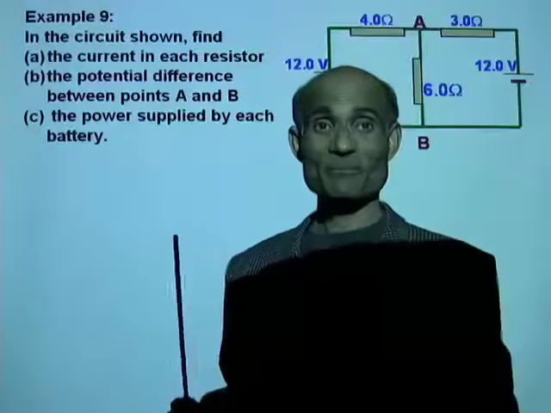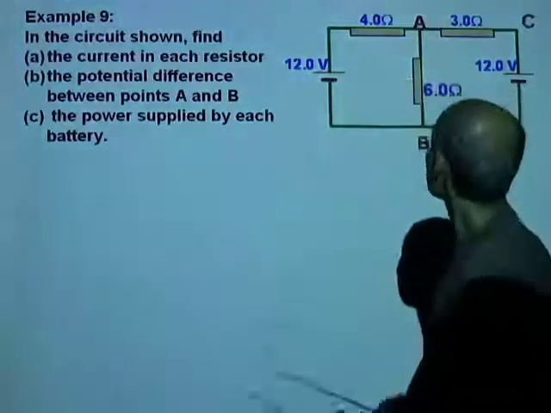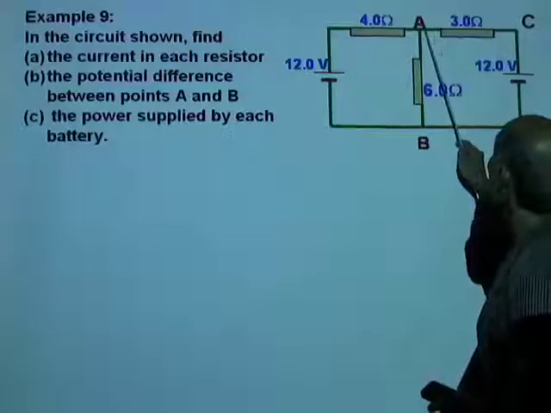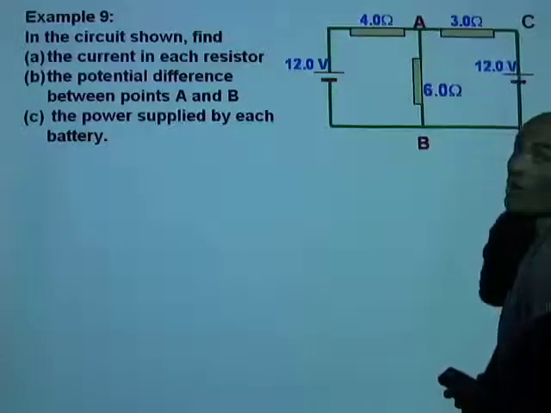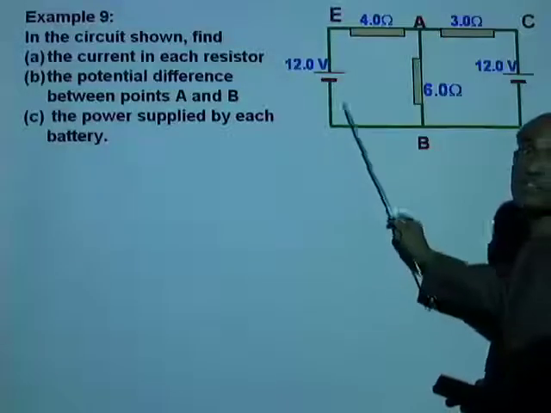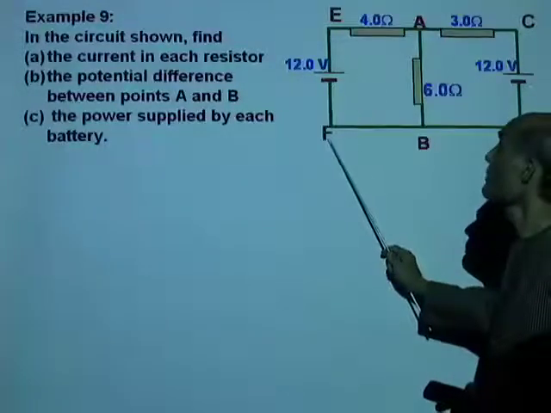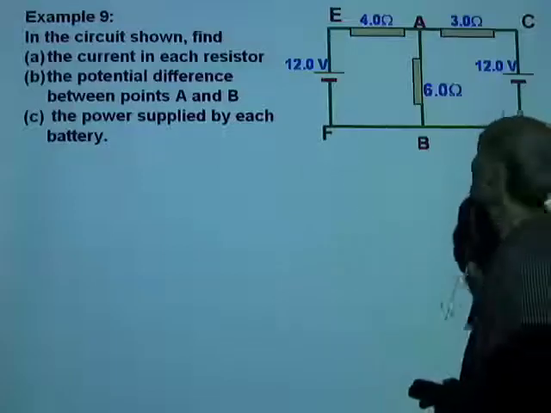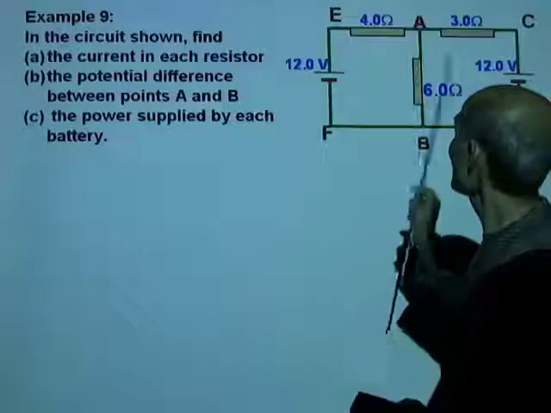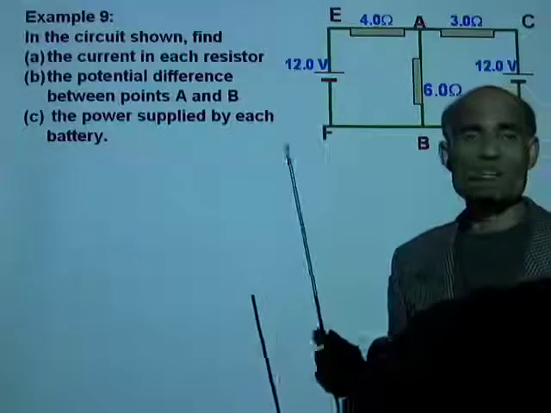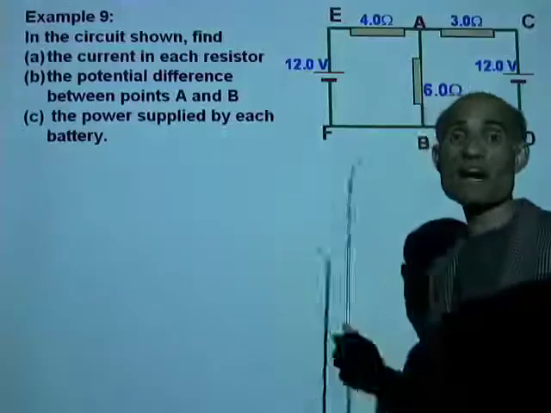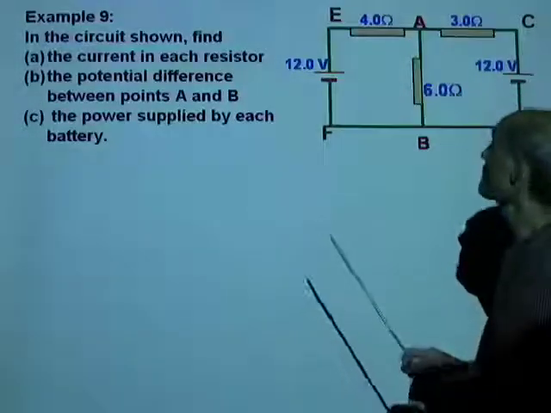Okay, let's start by assigning names to each corner. This is A, this is B. Let's call this C, this D, this E, and this F. Now, since I don't think this diagram is going to come completely on the camera, please keep the PowerPoint with you, the same diagram you can refer.